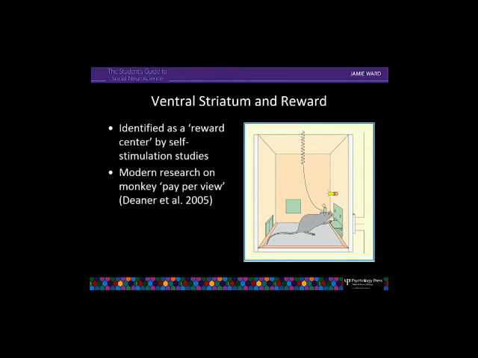So you get that in the ventral striatum. You don't necessarily get it in other parts of the brain. You don't get it in the amygdala, for instance. An animal won't self-stimulate its amygdala with a lever.